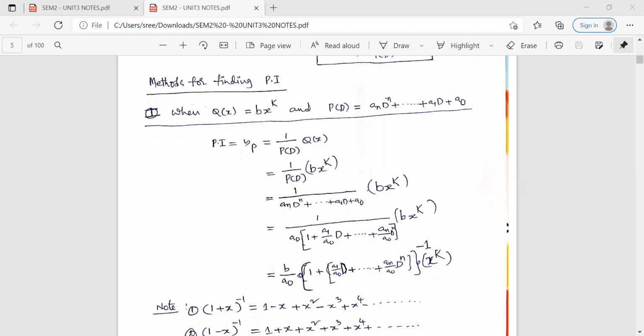So the first method is for finding yp if q of x is an algebraic equation. Algebraic equations means x cube plus x square minus 1 equals to 0, or x cube equals to 0, or 2x square minus 2, like this. If the q of x is an algebraic equation, then how to find yp?